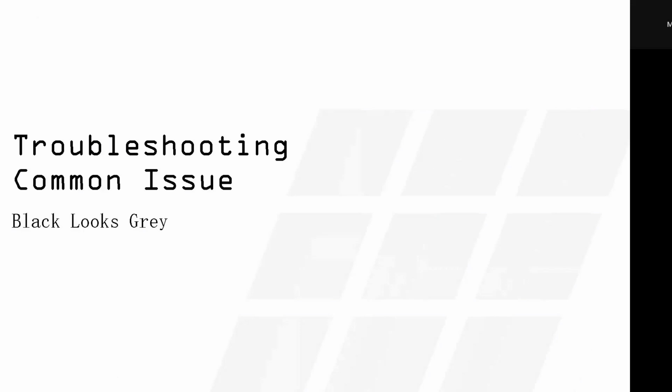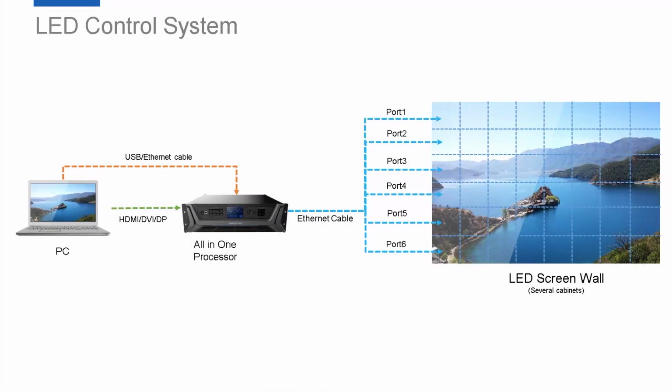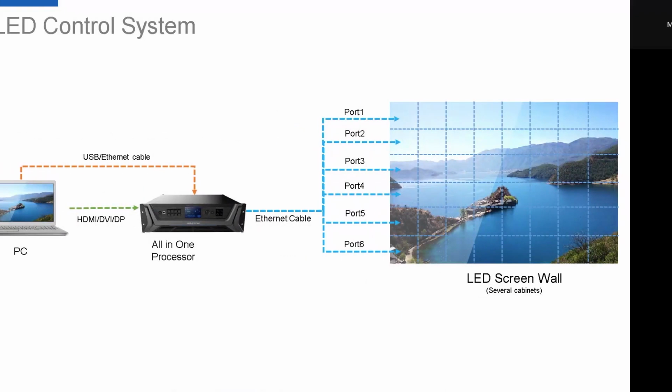To solve these problems, we need to know what caused that. Here's a basic system structure of the LED control system. From the system structure, we can know it may be related to the video source and LED controller. After troubleshooting investigation, we found that this problem is related to the color range output of the graphic cards. So we need to change the color range from limited to full to solve this problem.